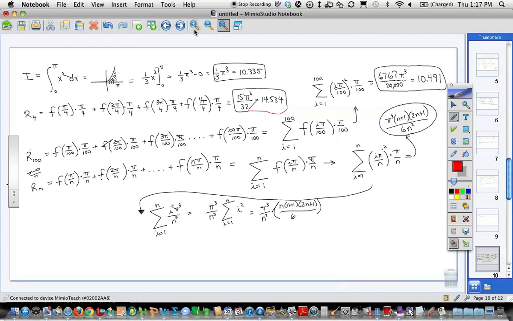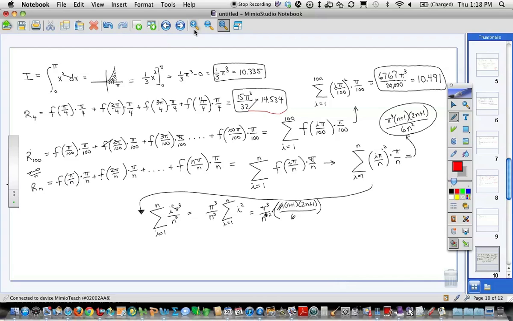Now, you can kind of see we're going to get it, aren't we? This is what we just got on the calculator. What's going to happen here? The n here is going to cancel one of those n's over there. Look what you got. You got pi cubed, n plus 1, 2n plus 1, all over 6n squared. Same thing we had right there. Now, what's the only piece that's missing?